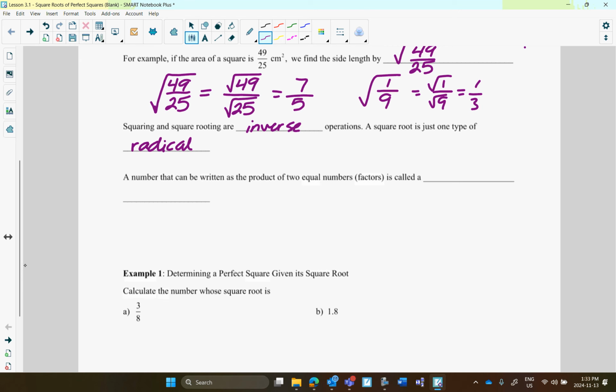What's that? 36. Why? Because 6 times 6 is 36. Perfect. Now maybe you get the idea. Can you think of another one? 2 times 2 is 4. So 4 is the number. 9. Not a perfect square, I'm sorry. Yeah, go ahead. 81. Those numbers that can be written as some other number times itself are called perfect squares.